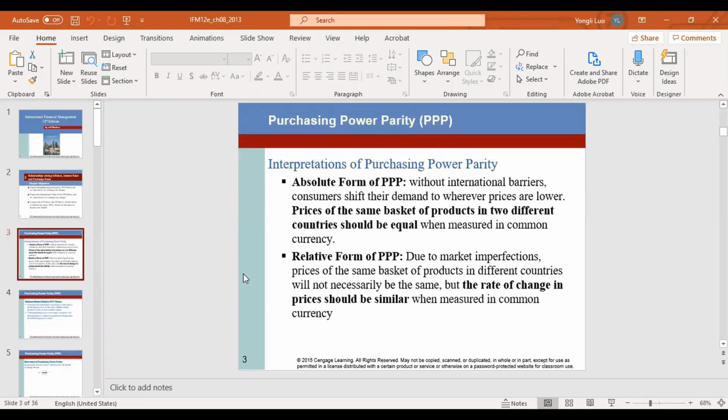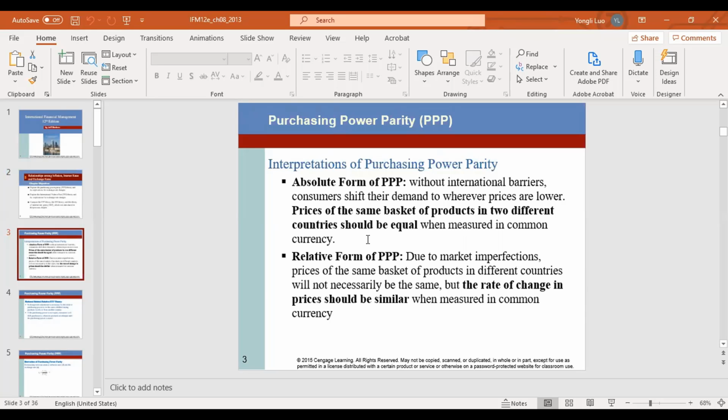Purchasing power parity has an absolute form of PPP. Without international barriers, consumers shift their demand to wherever prices are lower. Prices of the same basket of products in two different countries should be equal when measured in common currencies.